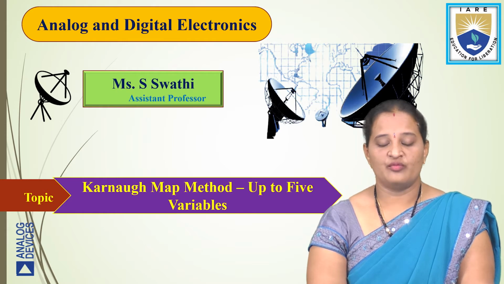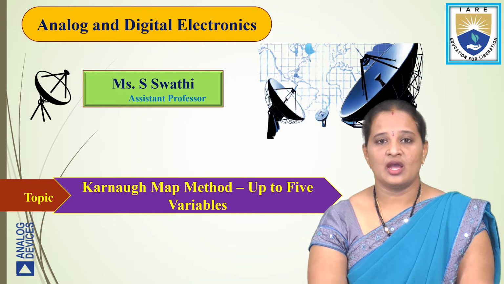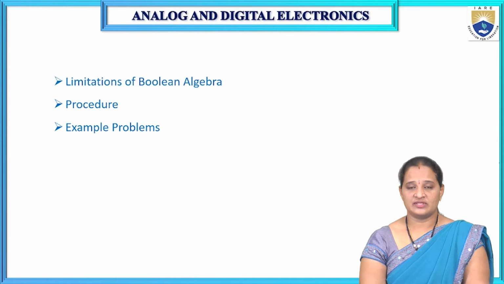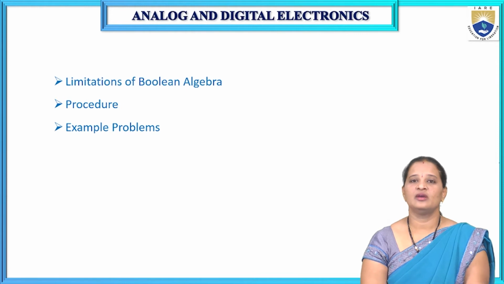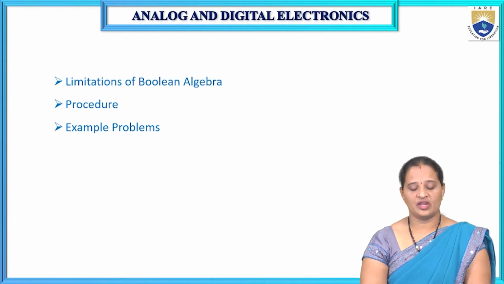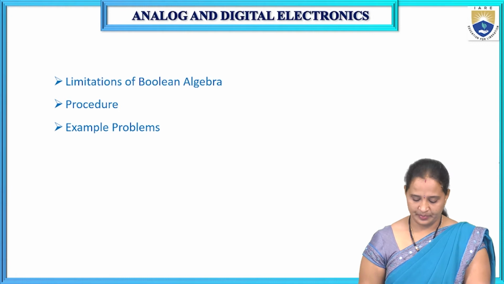In this lecture, we'll discuss the Karnaugh map method of simplifying Boolean expressions up to a 5 variable K-map. First, we'll see the limitations of Boolean algebra and why we are going for the Karnaugh map, and then how to construct a K-map of 2 variable, 3 variable, 4 variable and 5 variable, what the procedure is, how to simplify a Boolean expression using K-map, and some example problems on it.